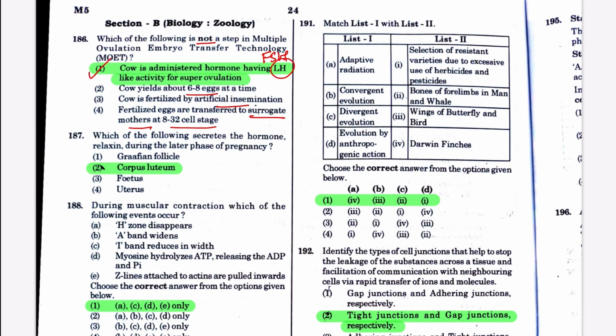Okay, 187, which of the following will secrete the hormone relaxin during the later phase of pregnancy? So relaxin in your books has been given as ovary. So the corpus luteum present in the ovary is responsible for producing relaxin, which is involved during parturition or childbirth.